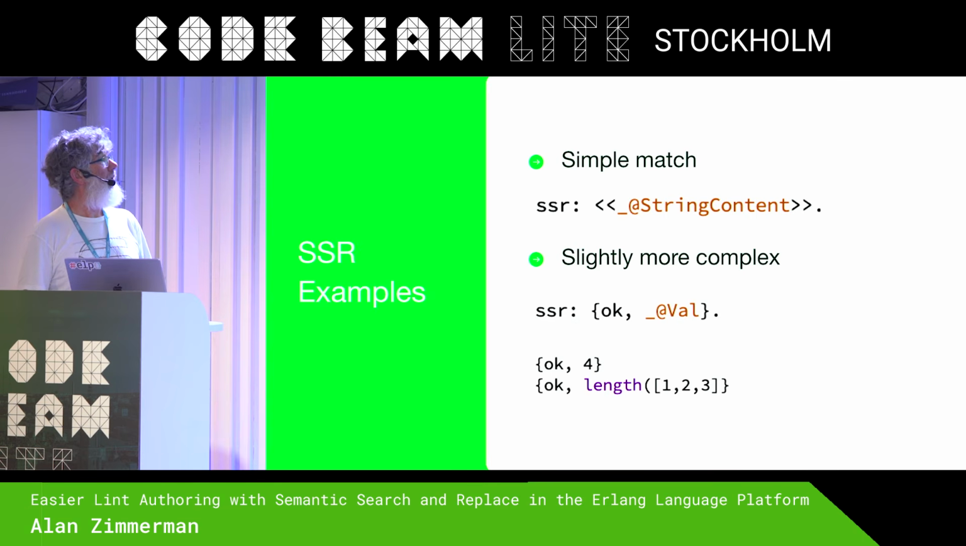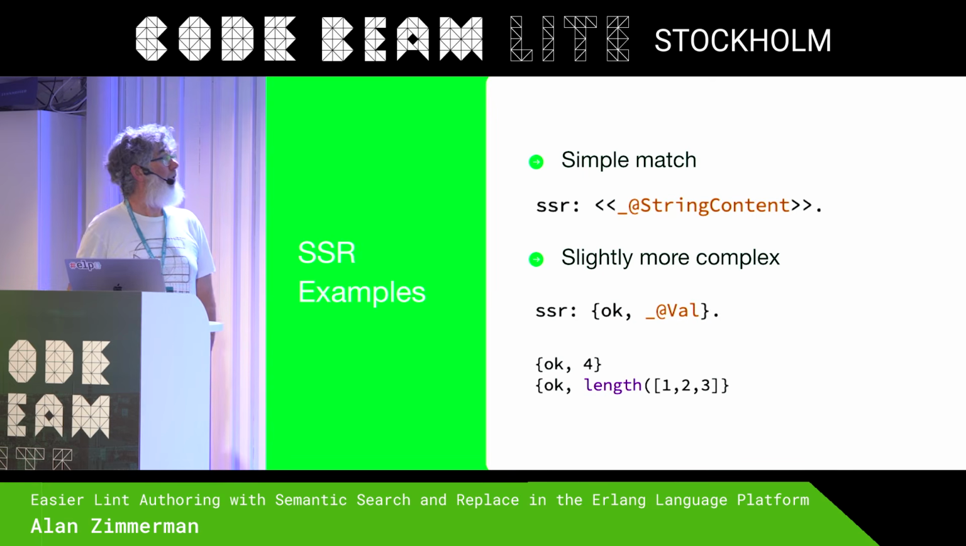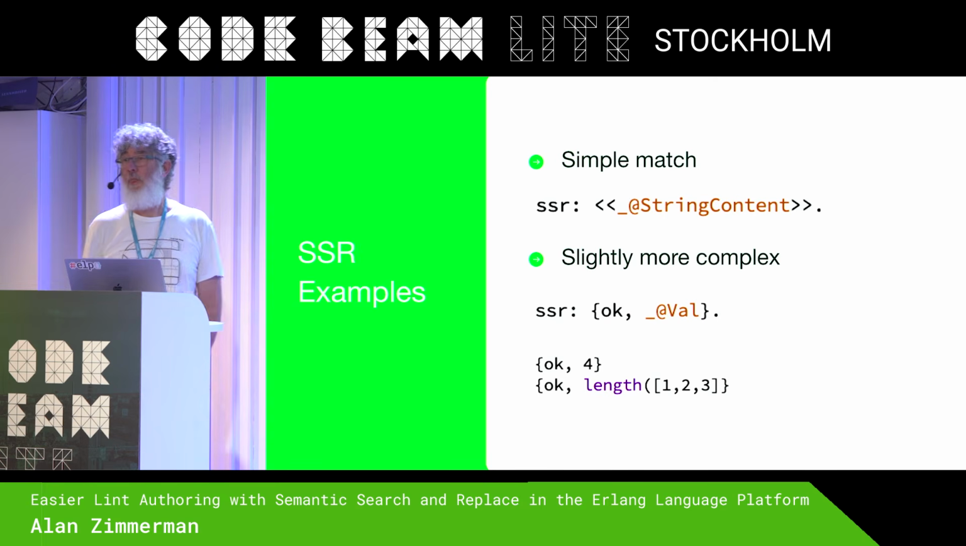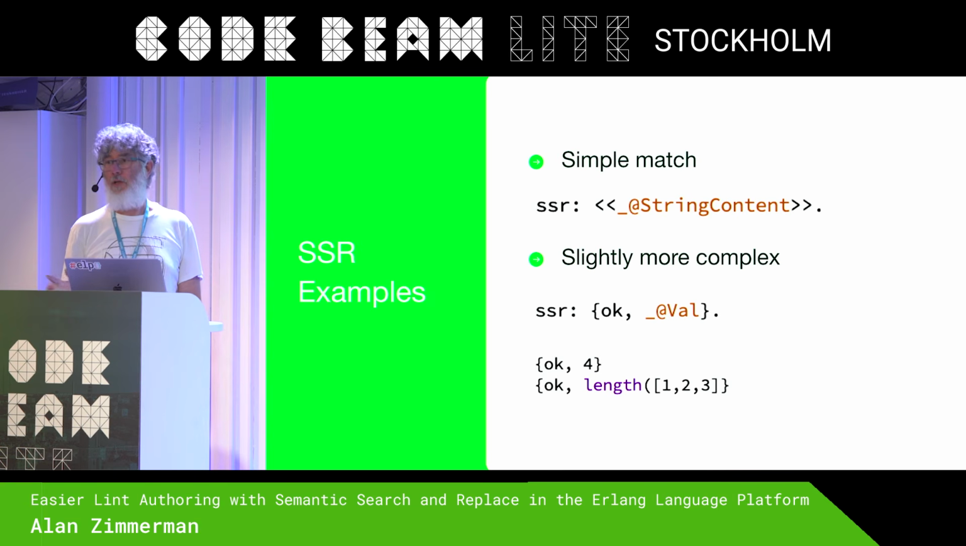The second example there says we're looking for a tuple of 2 elements. The first one needs to be the atom ok, and the second one can be anything. So it'll match ok 4, and it'll bind val to 4, or it'll match the second one, and it'll bind val to length 1 to 3. So once you've done the match, for each match, you can look at the placeholders in it and do stuff with it, which makes for very, very simple matching of things that you're searching for.